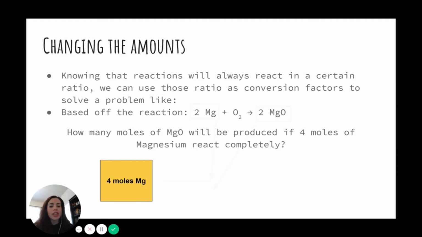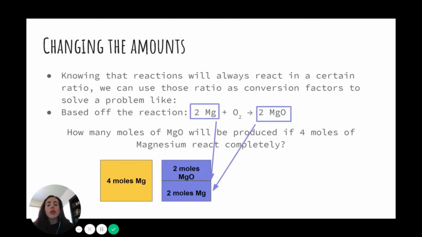Looking at a balanced chemical reaction and at the coefficients in front, we know that it is a 2 to 2. Notice that I put my 2 moles of magnesium on the bottom because I want my units to cancel out, and then I have my 2 moles of magnesium oxide on top. If I cancel those units out and multiply across, we see that we would produce 4 moles of magnesium oxide. Notice how I can use those coefficients to convert from moles of magnesium to moles of magnesium oxide.